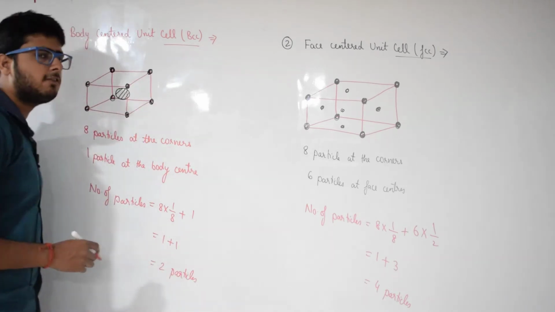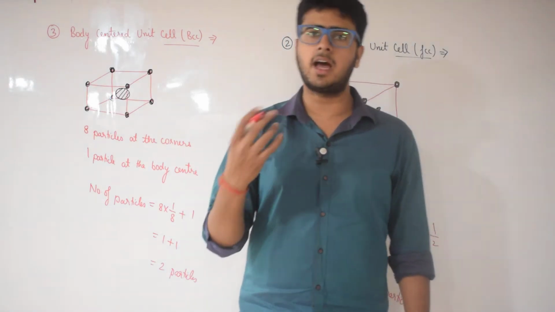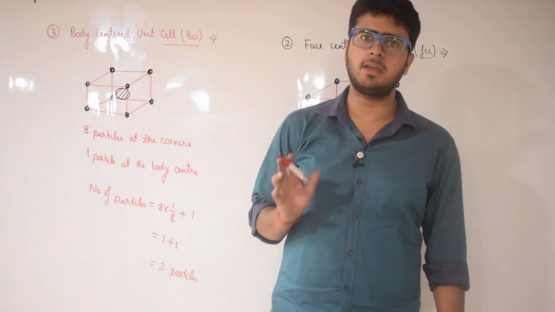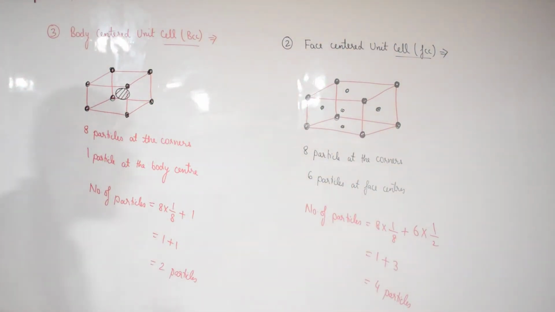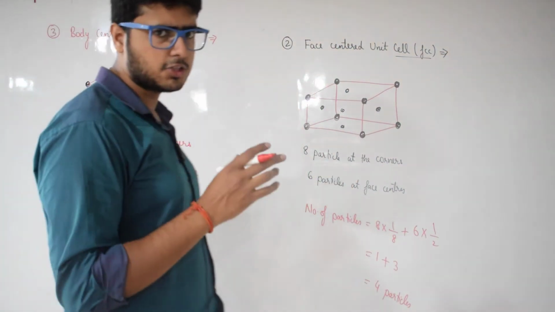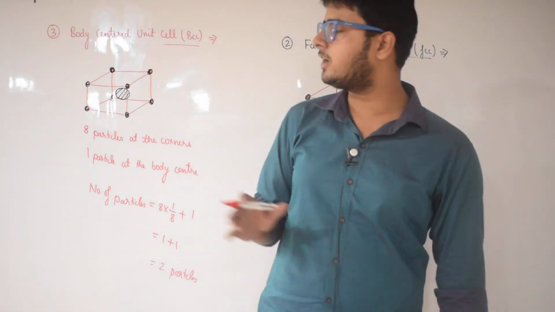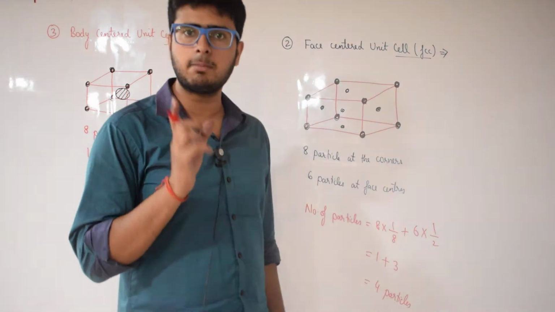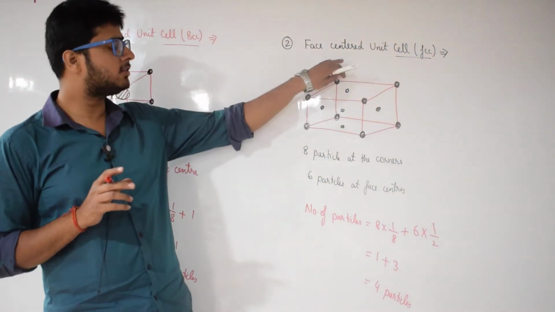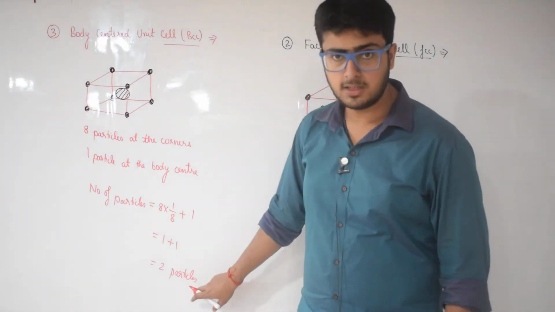That means, in case of BCC arrangement we have 2 particles, either it may be atom, it may be ion, or it can be molecule, it can be any. So, this was the calculation of number of particles in case of 3 arrangements, in case of simple cubic arrangement, in case of face centered arrangement, and in case of body centered arrangement. In case of simple cubic system we have only 1 particle, in case of face centered unit cell we have 4 particles, and in case of BCC arrangement we have 2 particles.